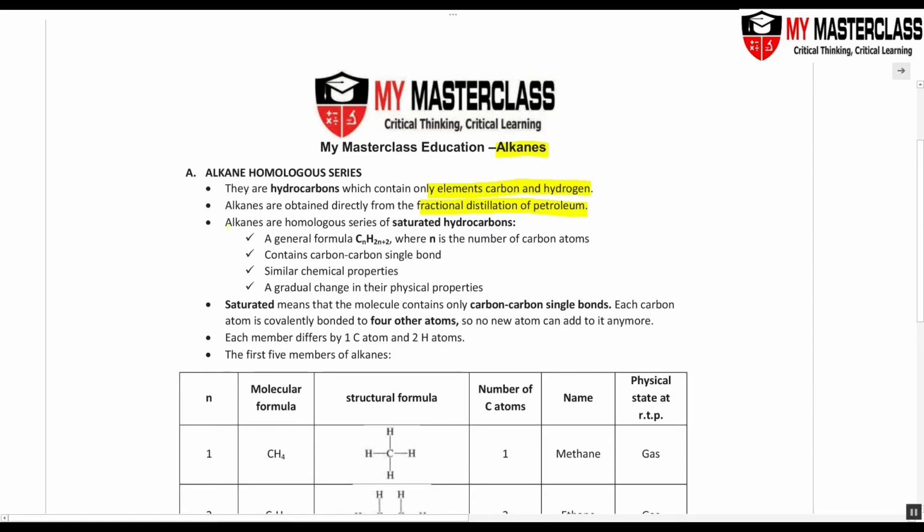Okay, alkanes are saturated hydrocarbons. So what do we mean by saturated? Saturated means they contain carbon single bonds only. That's not the end of the story. Each carbon is covalently bonded to 4 other atoms. No new atoms can be added anymore.